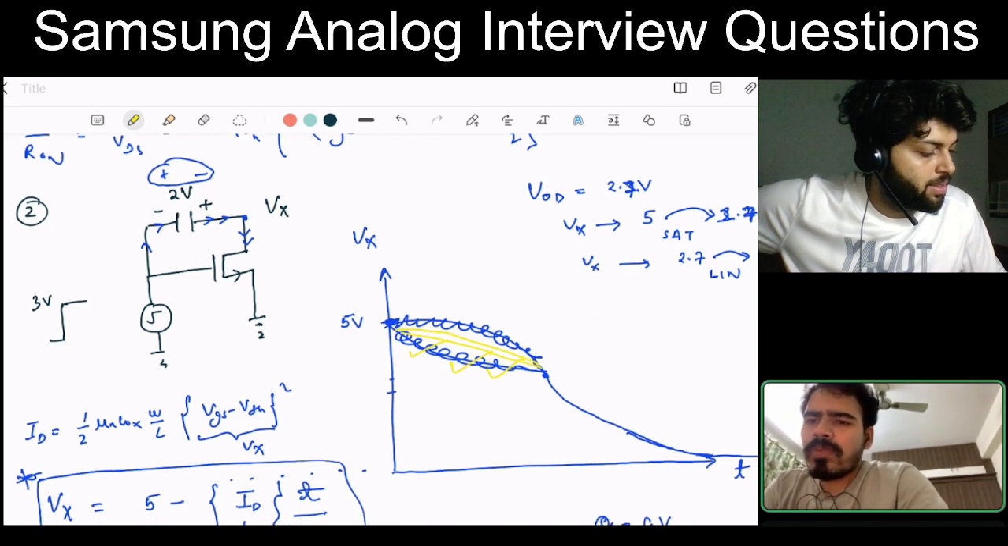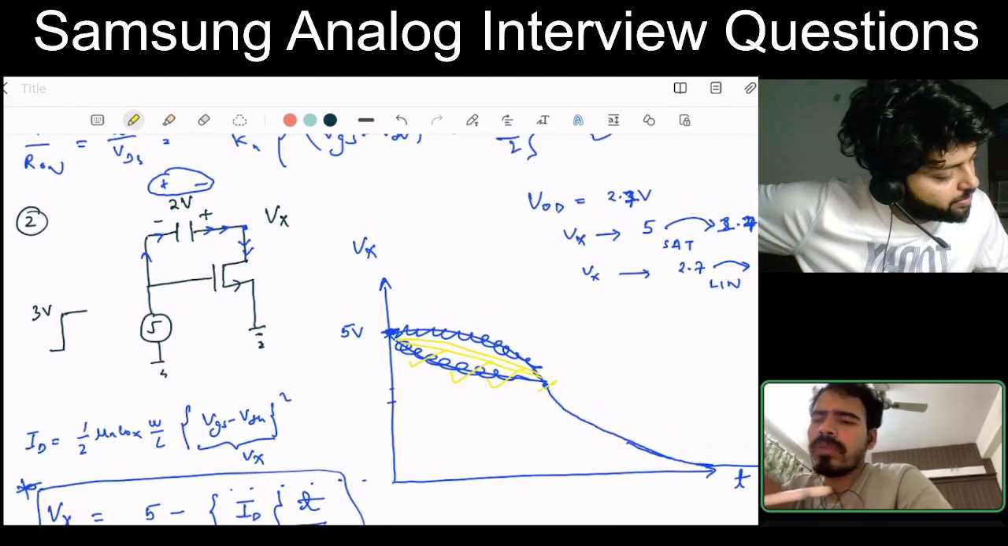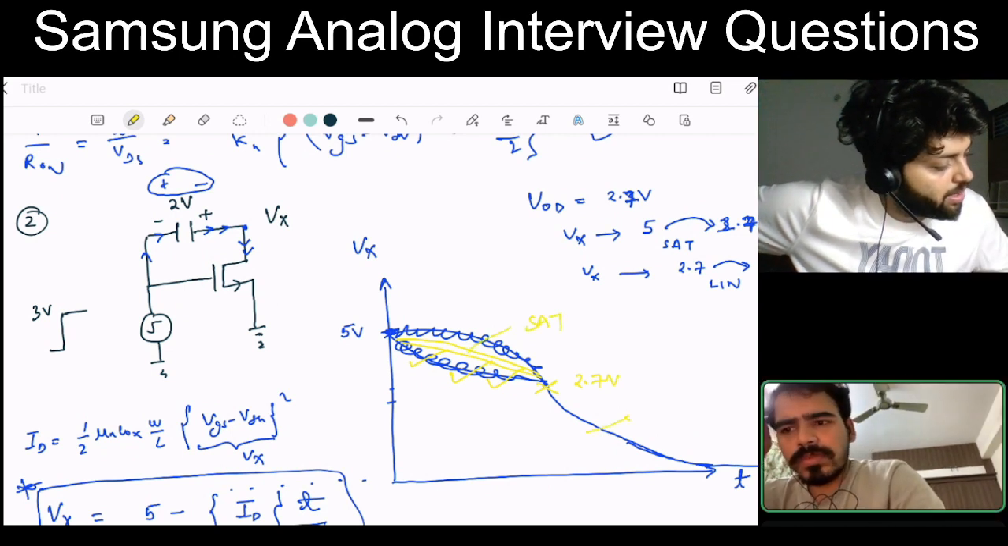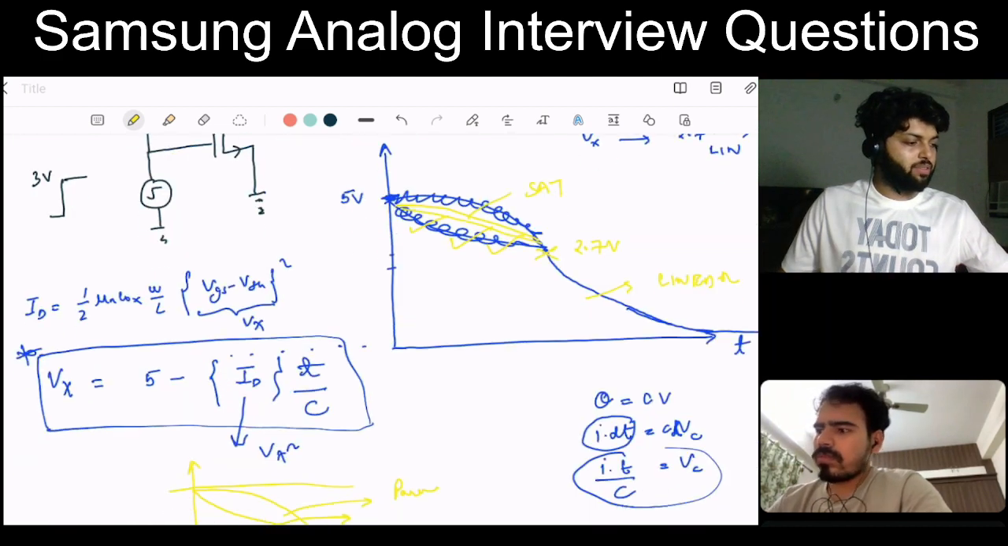Basically, the voltage will be decreasing up to 2.7 in the form of saturation. After 2.7, it will behave as a linear region. Exactly. So the basic point is this: this is the saturation one, this is the linear one. So this is the overall analysis one has to do in front of the instrument.